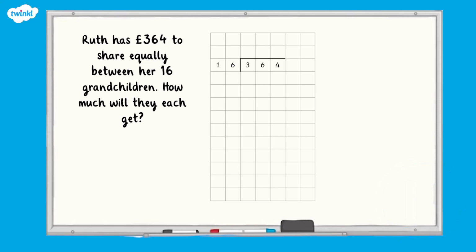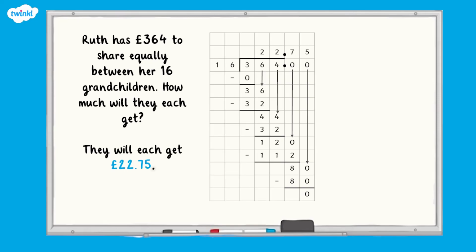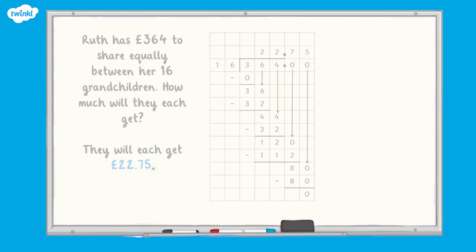How did you get on? Did you keep going and regroup the remaining tenths as hundredths? What is the answer to the problem? That's right, each of Ruth's grandchildren got £22.75.